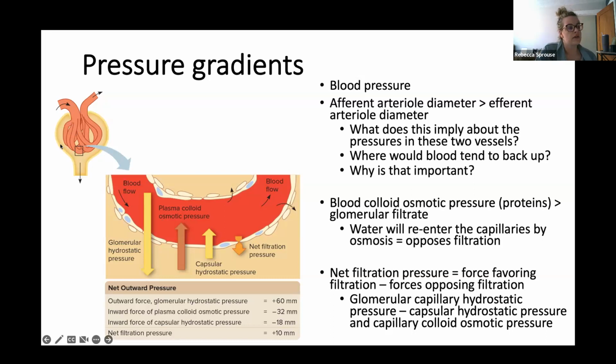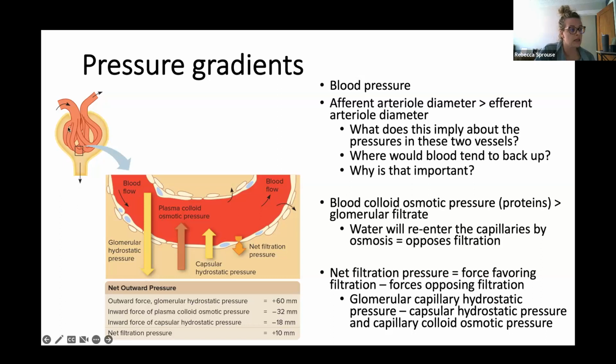And then as we filter more out into this capsular space, the fuller it gets, the more pressure it will have. And so the fuller it gets, it will create this capsular hydrostatic pressure. Hopefully that pressure is very small because everything will drain out the proximal convoluted tubule, unless something's blocking that pathway like a kidney stone or something like that.